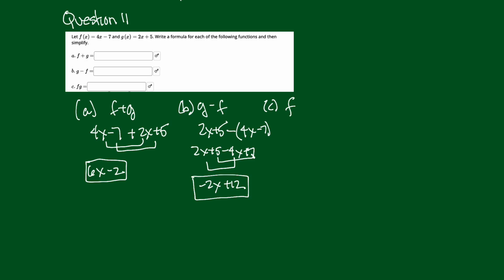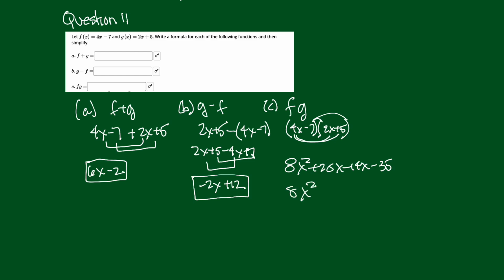Part C is f times g. Now here's f. It's a multiplication, so I'll write it as the quantity 4x minus 7 times the quantity 2x plus 5. Now let's multiply this through. 4x times 2x is 8x squared. The outer product is 20x. The inner product is minus 14x, and the last is minus 35. So I'm going to get 8x squared, now 20x minus 14x is 6x, minus 35.